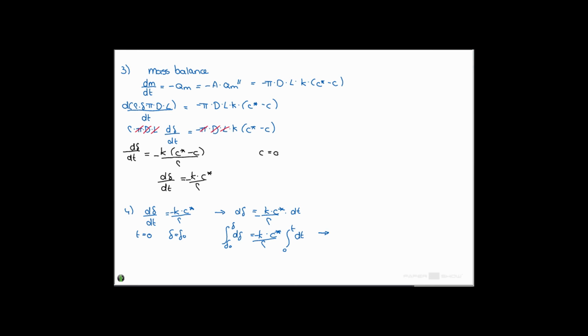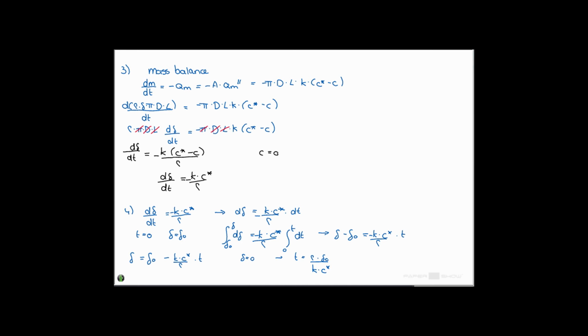Now solving the integration, you get the thickness at a certain point in time minus the thickness at t is 0, and that equals minus k times C star divided by the density times t. Rewriting this equation, you get the thickness at a certain time is the thickness at t is 0 minus k times C star divided by the density times t. Well, when everything is dissolved, the thickness is 0. So t equals the density times the thickness at t is 0 divided by k times C star.